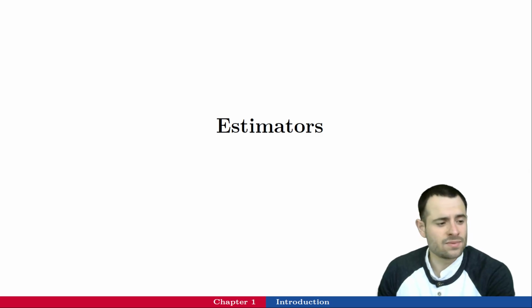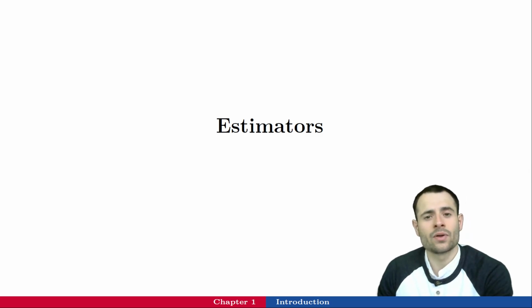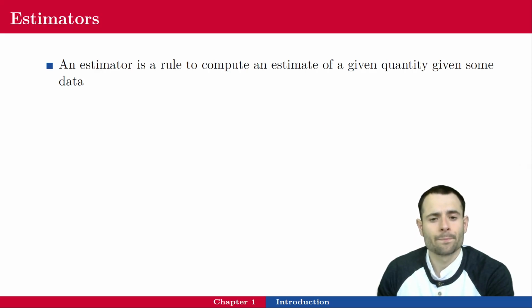So, since I'm talking about estimators, let's define what an estimator is, and let's see what the desirable properties of an estimator are. The definition is simple. An estimator is a rule to compute an estimate of a given quantity given some data. Give me some data. What do you want to know? The proportion of smokers, the average age of students, the impact of a tax on gasoline on the consumption of gasoline.